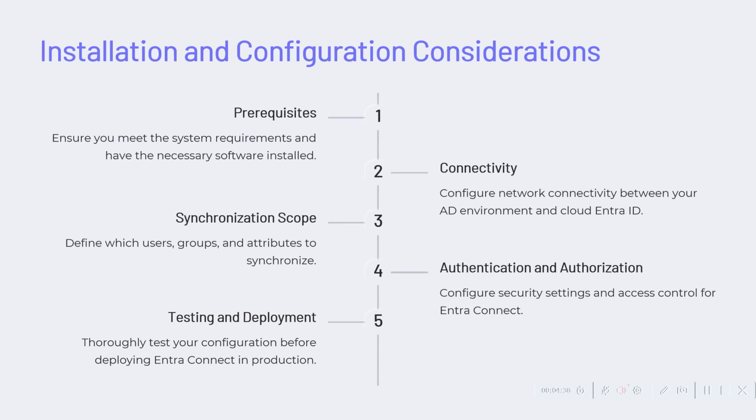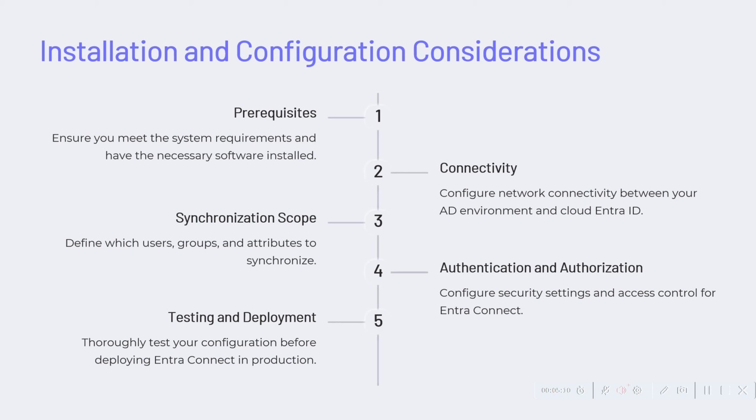Next, we can take a look at the installation and configuration considerations. We'll start with system requirements. First, ensure you meet the system requirements and have the necessary software installed. Next is connectivity. Configure network connectivity between your Active Directory (AD) environment and Microsoft Entra ID. It is also important to define the synchronization scope. Define which users, groups, and attributes you want to synchronize.